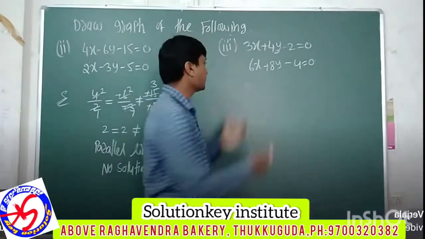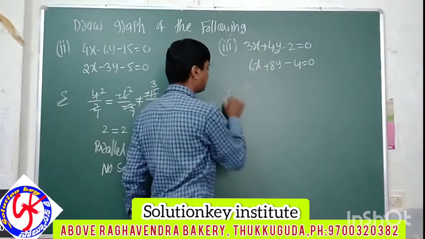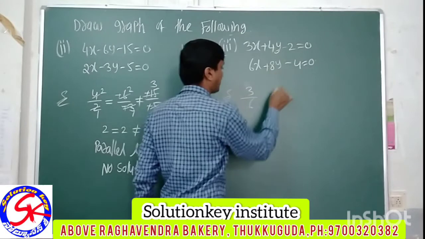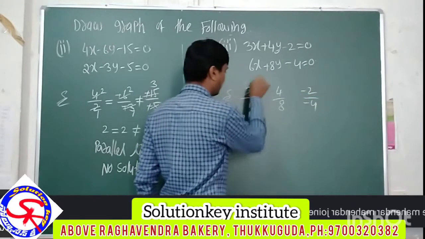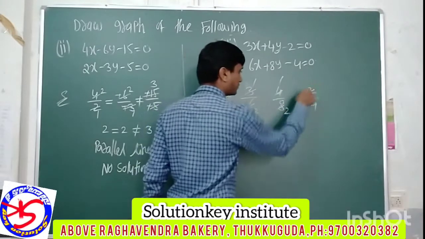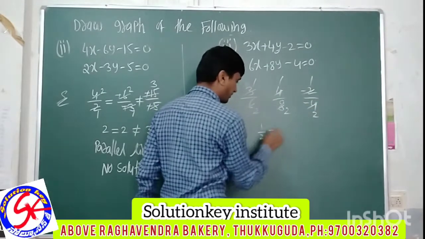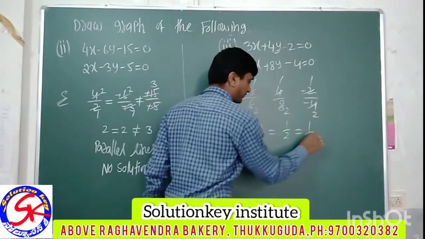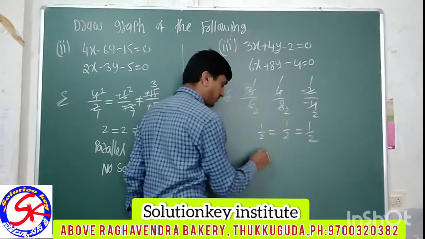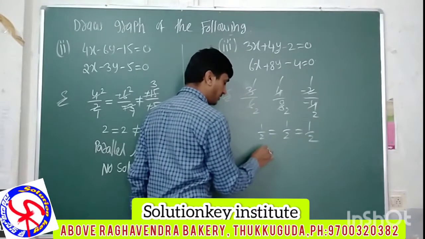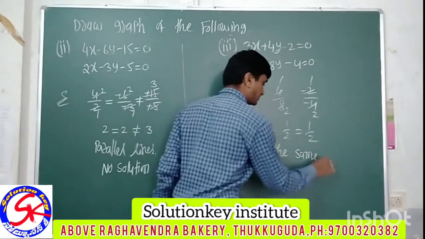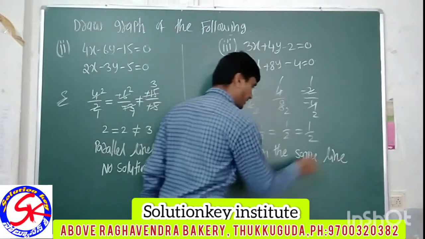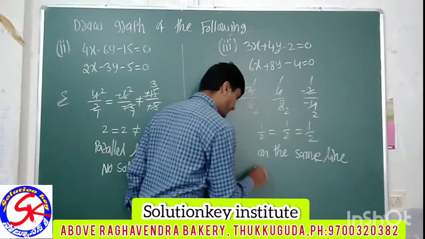And once again. This one also verify first: 3 by 6, and 4 by 8, and minus 2 by minus 2. 3 1s are 3, 3 2s are 6, 4 1s are 4, 4 2s are 8, 2 1s are 2, 2 2s are 4. So we are getting all equal. Then these two lines are overlapping lines, in other words, on the same line. And the solution is infinitely many solutions.